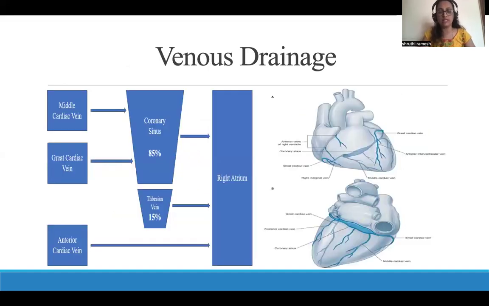Coming to the venous drainage, about 85% of the venous drainage of the coronary circulation is into the coronary sinus, which empties into the right atrium, whereas 15% drains directly through the Thebesian veins into the right atrium, and the right ventricle drains into the right atrium through the anterior cardiac veins.